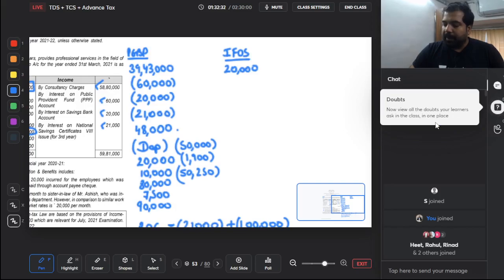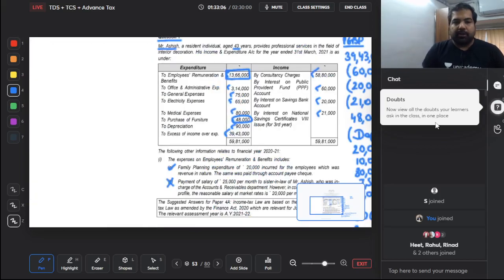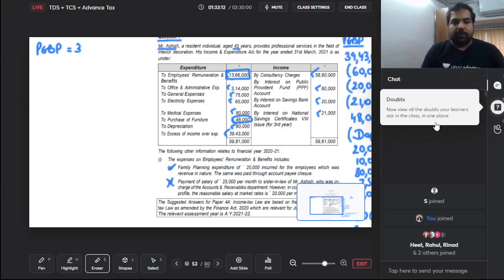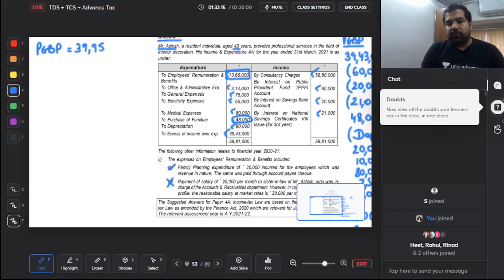39,43,000 minus 60,000 minus 20,000 minus 21 plus 48 plus 20 plus 10 plus 80 plus 7,500 plus 90,000 minus 50,000 minus 1,900 and minus 50, which is basically 39,95,350. So I'm writing here PGBP 39,95,350.